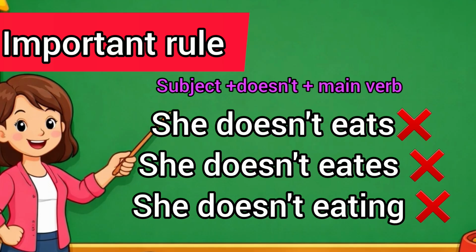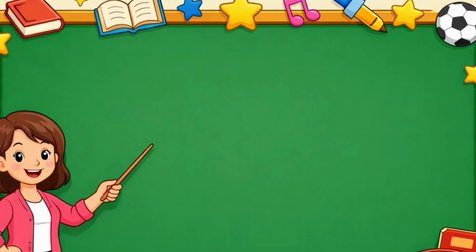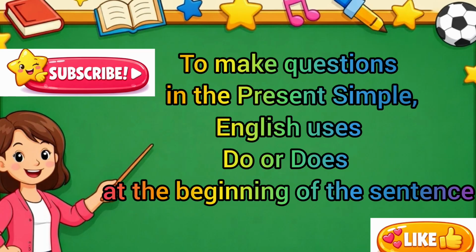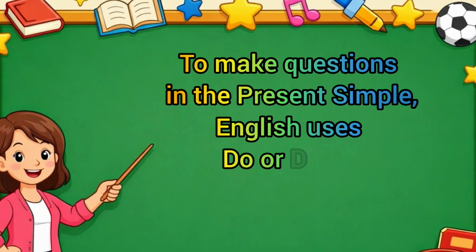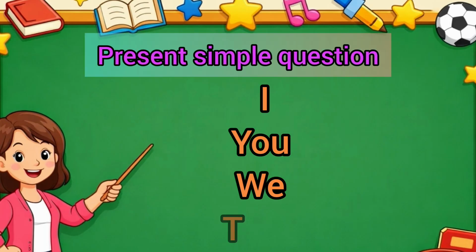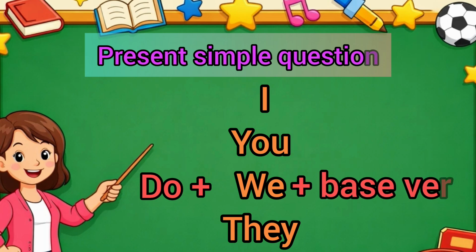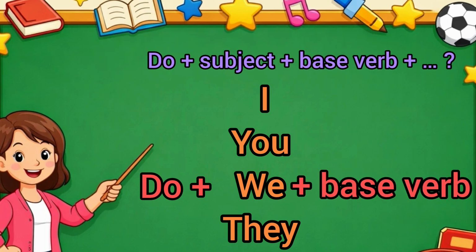Keynotes. The main verb always stays in its simple form, no s, es, ing, etc. Present simple, question form. To make questions in the present simple, English uses do or does at the beginning of the sentence. 1. For the subjects I, you, we, they, use do plus subject plus base verb. Structure: do plus subject plus base verb plus.